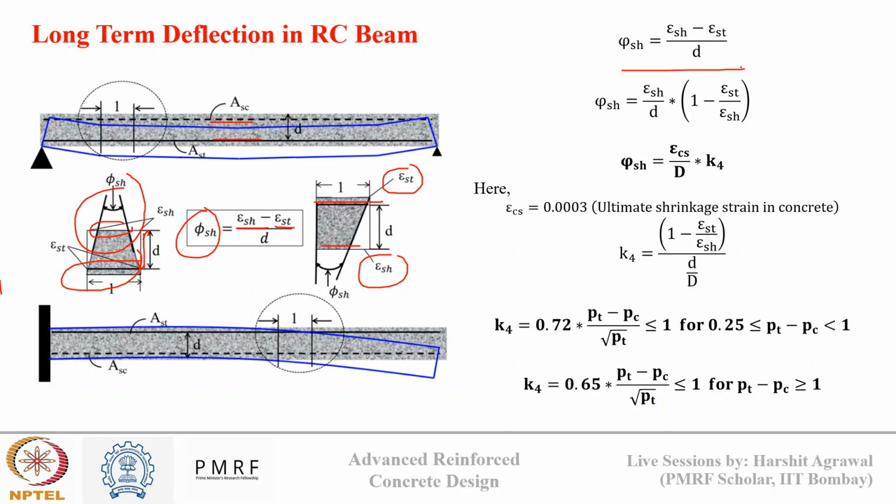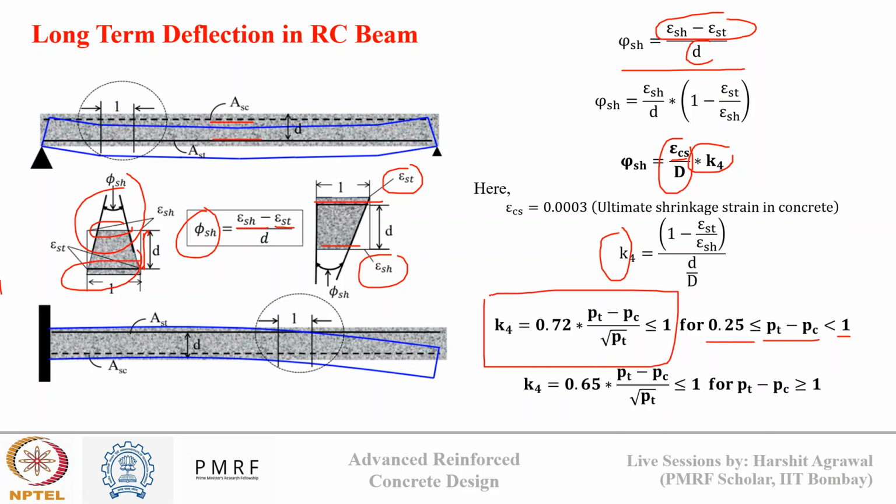This is the relationship that we know: the curvature due to shrinkage is the difference in the strain at top and bottom divided by the effective depth. Now, if we modify this relation a bit, we can write curvature as the ultimate shrinkage strain in concrete, epsilon Cs, divided by the total depth of the section, times a factor K4. This factor K4 depends upon the relative ratio between the top and the bottom reinforcement. If the difference between top and bottom reinforcement ratio is less than 1 and greater than 0.25, then K4 is calculated using this formula. And if this difference between top and bottom reinforcement percentage is more than or equal to 1, then we calculate K4 using this formula.